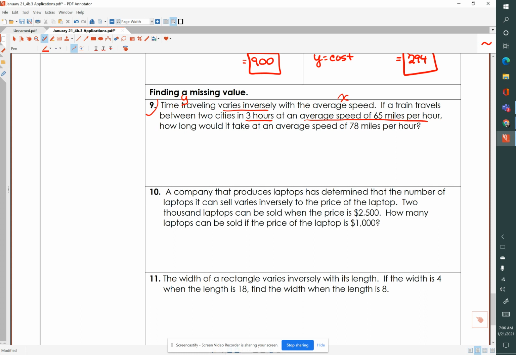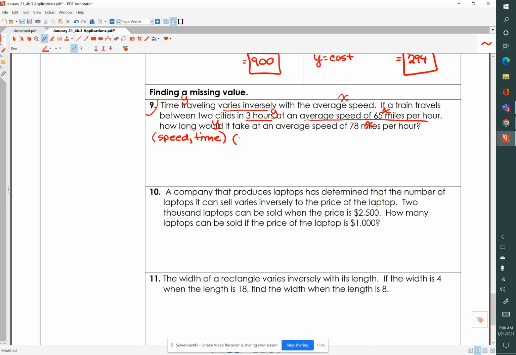So the 3 hours is, well, let's define it. Let's lay out our ordered pair in terms of words first. So speed is our x value, and time is our y value. So 3 hours is a y value, 65 miles is our x value, how long would it take is our missing y value, and 78 miles is our second x value.